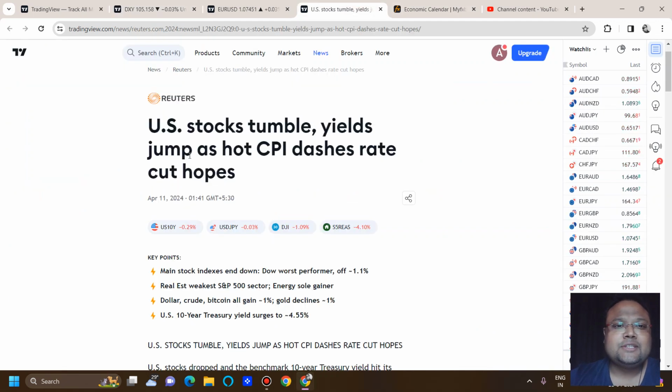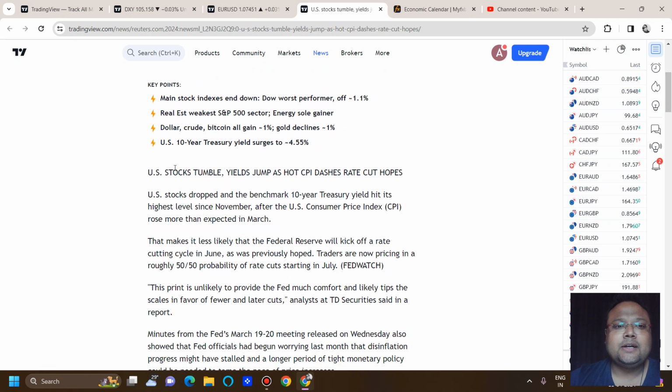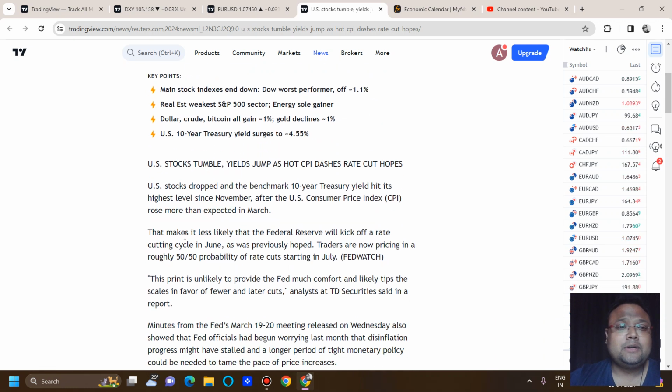US stocks tumble, yields jump as hot CPI dashes rate cut hopes. Market was expecting rate cuts in the month of June. So you can see US stocks drop and the benchmark 10-year treasury yield hit its highest level since November after the US CPI rose more than expected in March. That makes it less likely that the Federal Reserve will kick off a rate cutting cycle in June as was previously hoped. Traders are now pricing in a roughly 50-50 probability of rate cuts starting in July. So fundamentals are pushing dollar index to the upside, so pressure may remain on Euro USD and GBP USD.